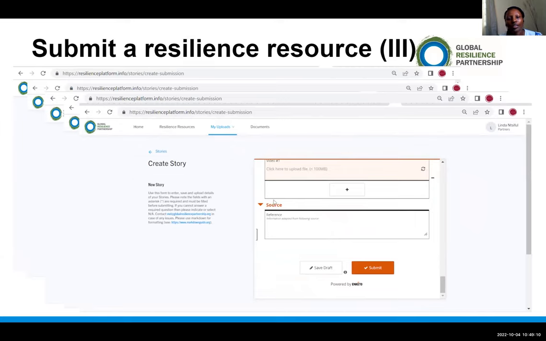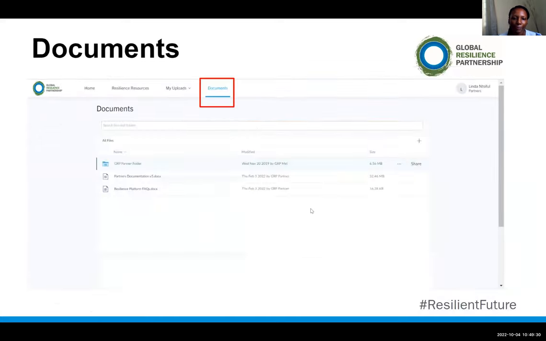So if this story that you're uploading is from a source that you want to reference, then you'd have to type it in here. And then afterwards you can submit. If you think the story needs some extra work, then you can save it as a draft and come back to it later and finalize it.